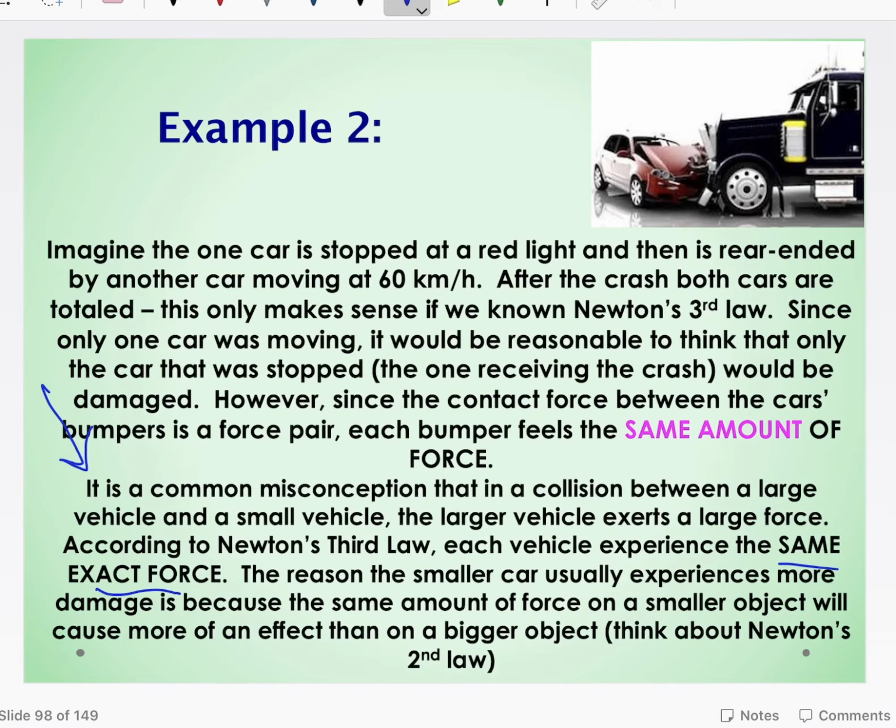But the reason the smaller car would experience more damage is because that same amount of force on a smaller object causes more of an effect than on a bigger object. Okay, so again, thinking about Newton's second law a little bit there. They're actually experiencing the same force, but for the more massive object, that force will dissipate a little easier than for the smaller object.